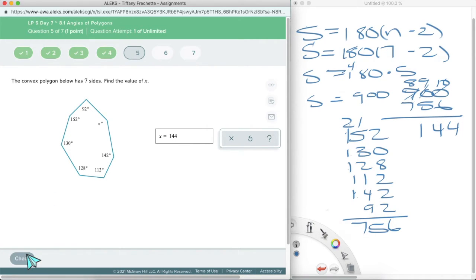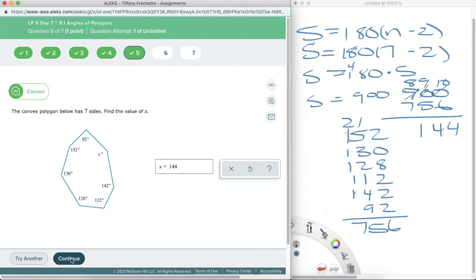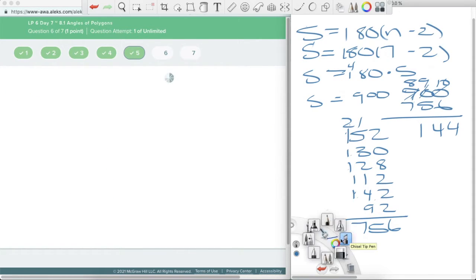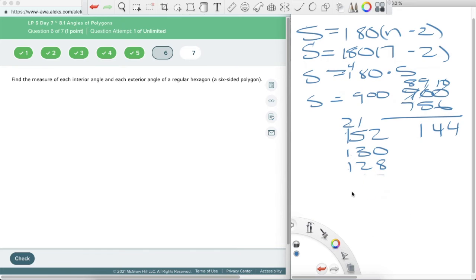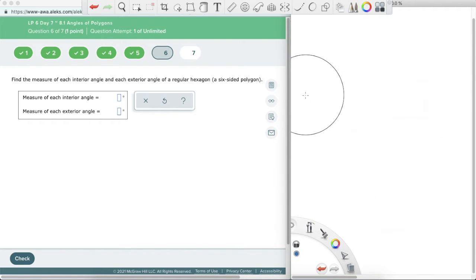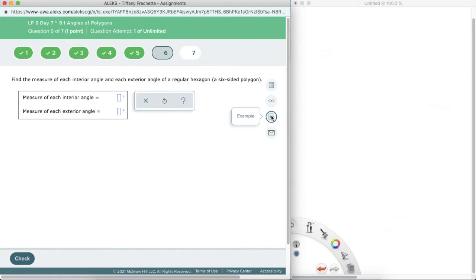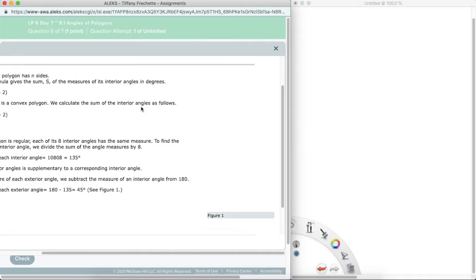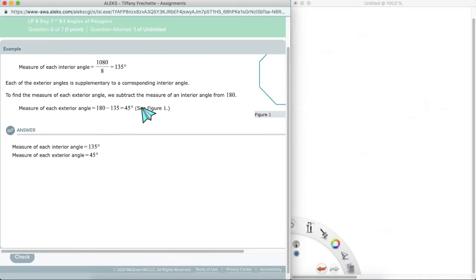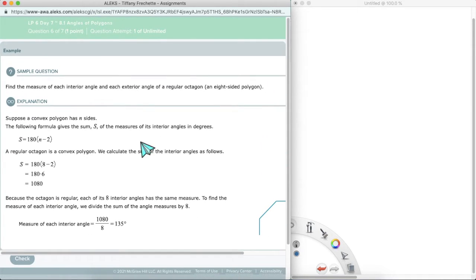All right, 2 more of these. Okay, so it says find the measure of each angle and the exterior angle of a regular hexagon, which is a 6-sided figure. So they told us it's a 6-sided figure. If you didn't remember, I can't remember if this one gives you the little table again. It doesn't necessarily give you the little table again on this one. It does give you the formula again.